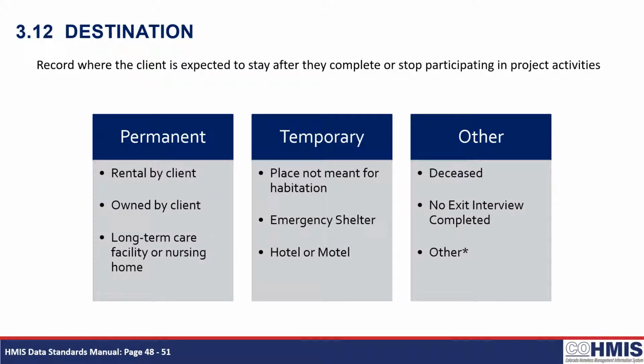As a part of measuring programmatic outcomes, HUD requires us to collect destinations when exiting clients from our projects. Destinations are just where clients are expected to stay after they complete or stop participating in project activities. Destinations are grouped into 3 different categories: permanent destinations, temporary destinations, and other. Examples of permanent destinations include rental by client, owned by client, and long-term care facility or nursing home, among others.